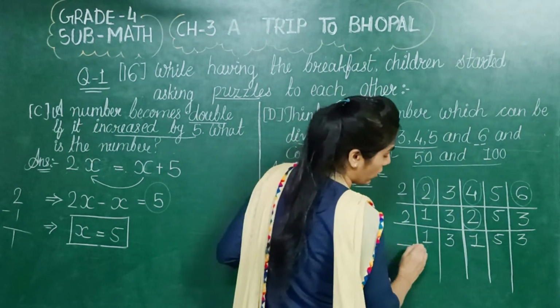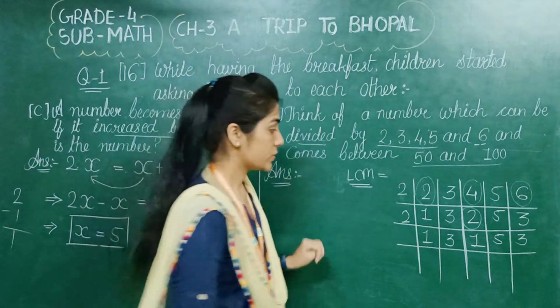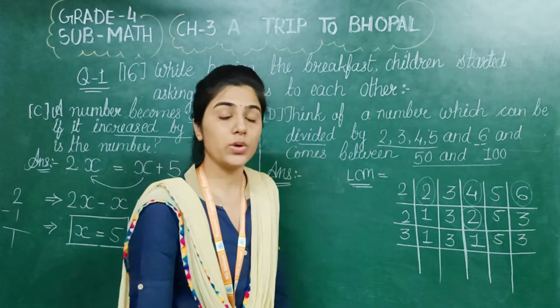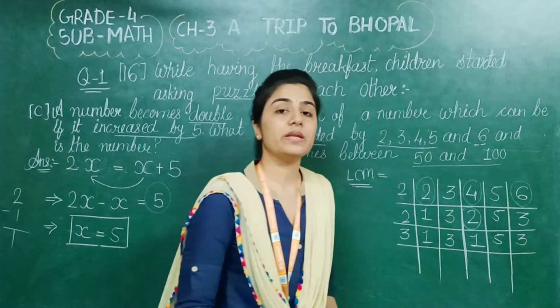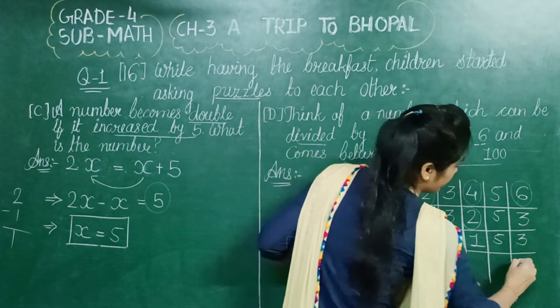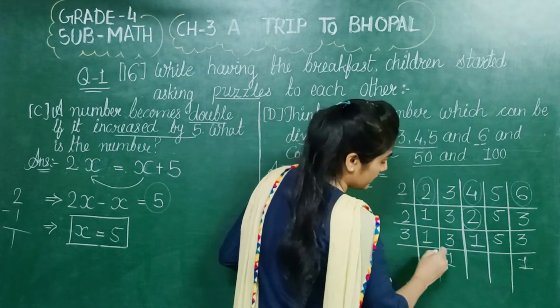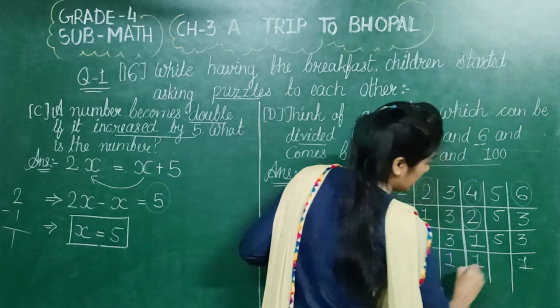Now it's the turn of 3. After 2, which digit is coming? 3. So we'll divide with 3. 3 is an odd number, so wherever 3 is written, only there can we divide. So 3 ones are 3 and 3 ones are 3. Here 1 is already coming, so we will copy the 1. Here also we can copy 1.